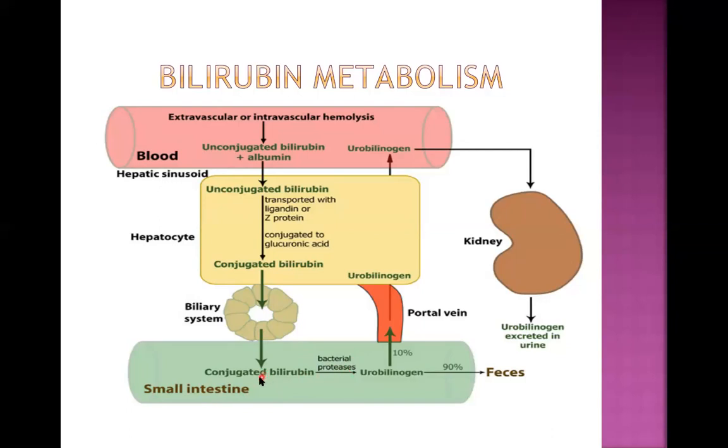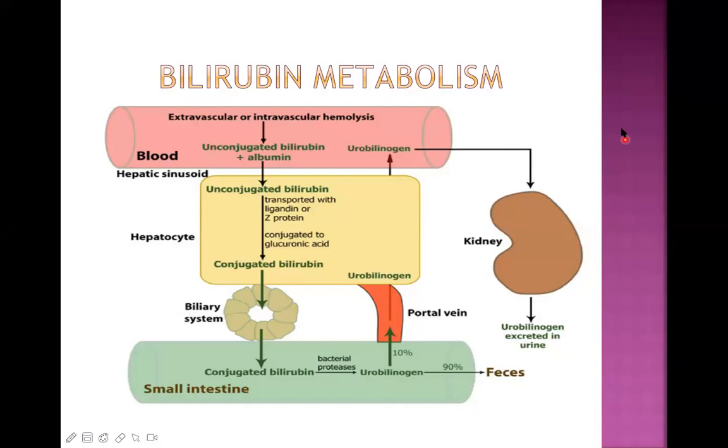Then some of the conjugated bilirubin will be converted into unconjugated, and some other will be converted into urobilinogen. See here, the majority of that is excreted in the fecal matter, and a lesser amount is reabsorbed again into the portal circulation, and then it is excreted into the urine. This is the complete metabolism of bilirubin.